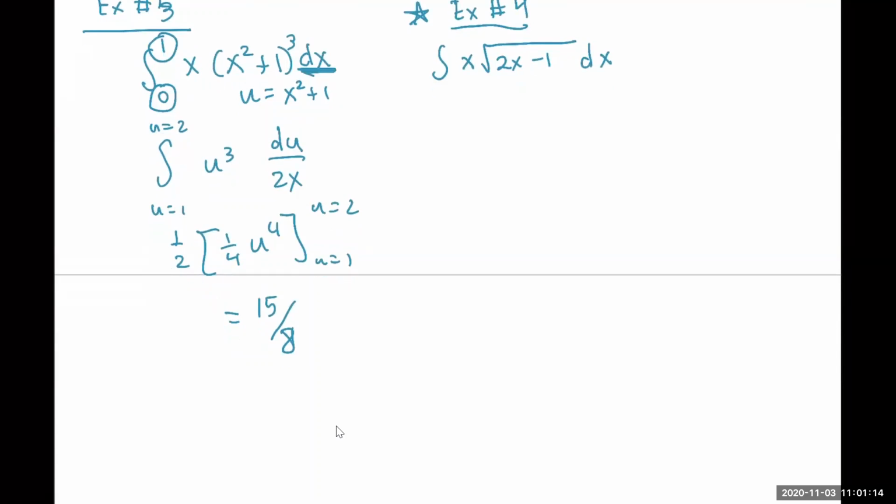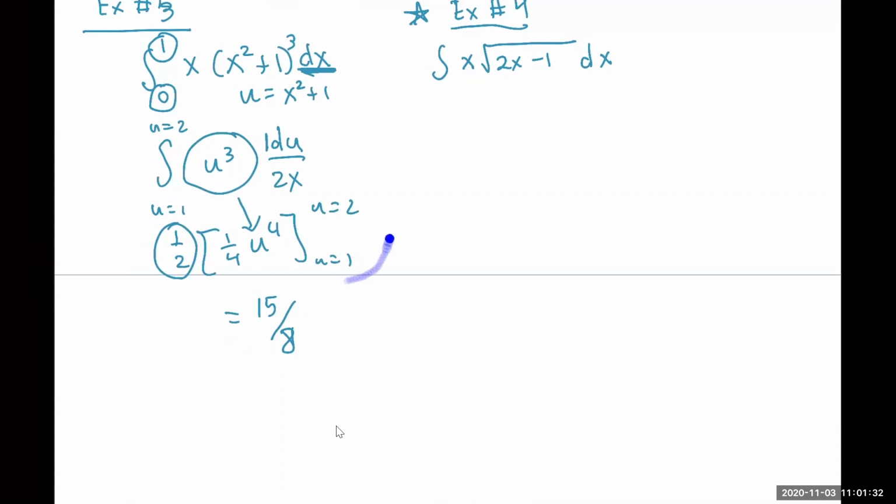How do we get from this to the second to the last step? So the antiderivative of u cubed is 1/4 u to the fourth. And then I simply pulled out the 1/2, so that it's this 1/2 that's right here. This 1/2 I pulled out right here.